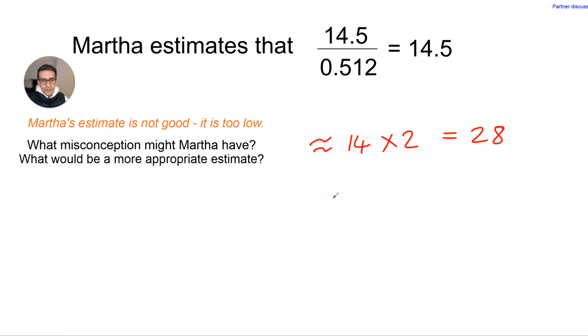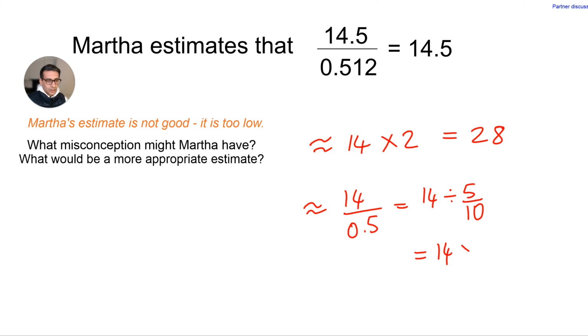If you were to write this in a bit more detail, I would estimate this as 14 divided by 0.5, which is 14 divided by 5/10. This is going to be 14 times 10 over 5, which is just 2, so that's 28. So we've worked out a rough answer.